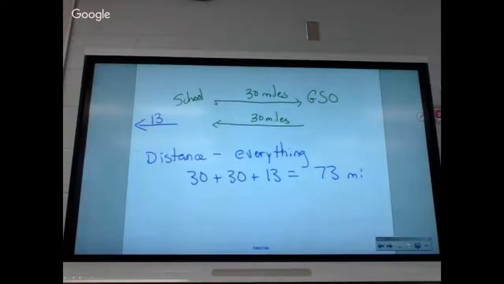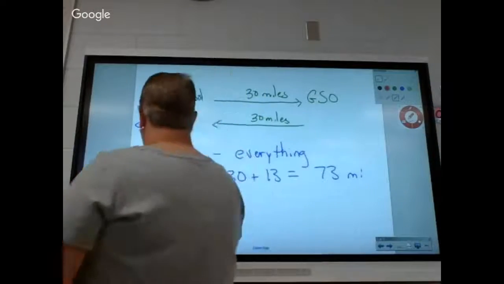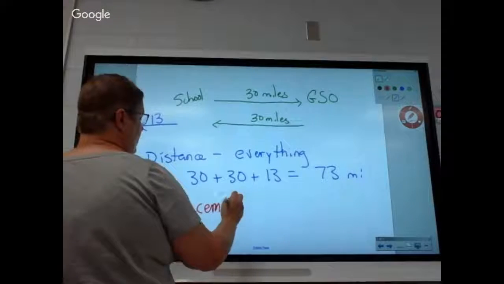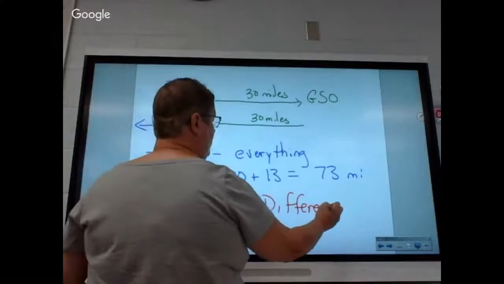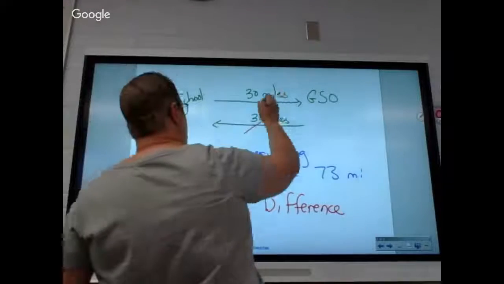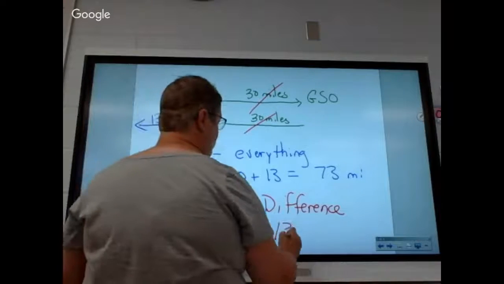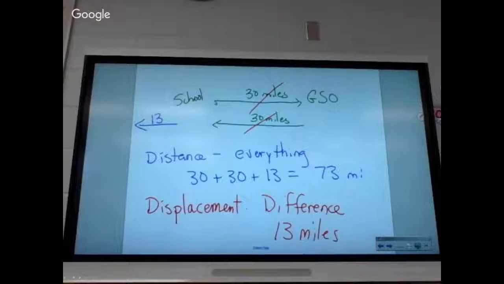Yeah. All right, for displacement. Displacement is the difference. So for displacement, you got to take out what cancels out. So what's going to cancel each other out? 30 and 30. So the 30 and the 30 got to go away. So what are we left with? 13. The 13 miles. Questions?